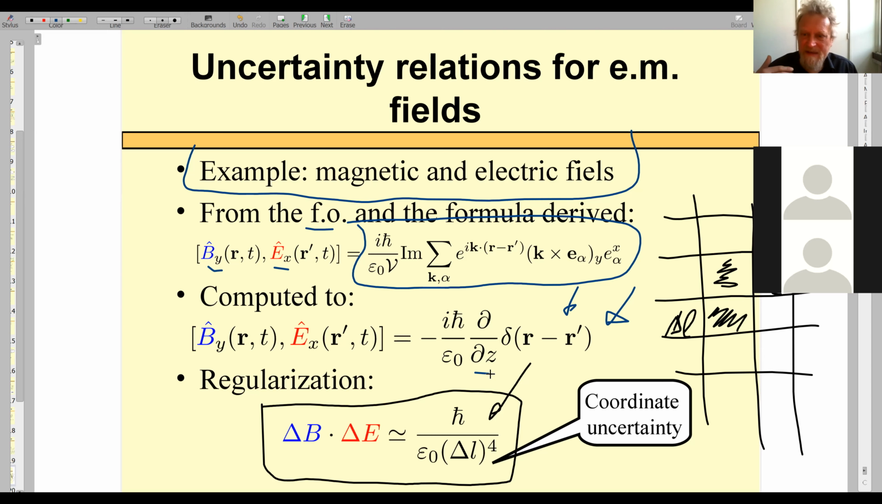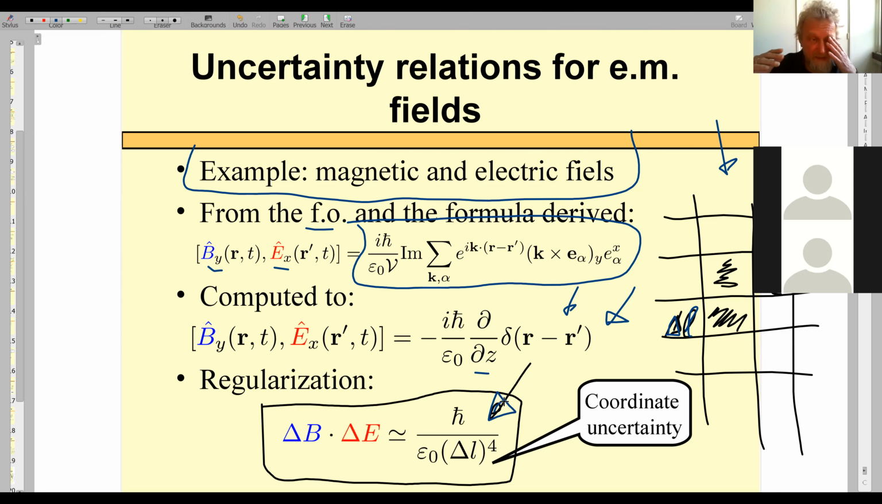So let us take our space. Let's make cells in this space with a size of delta L, right? And let's average magnetic and electric fields over the cells. Then it will correspond to the following. So the magnetic fields and electric fields do not commute in the neighboring cells.